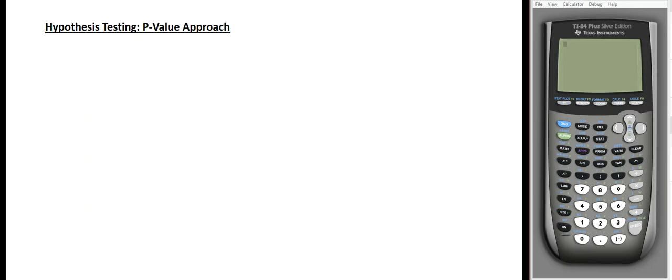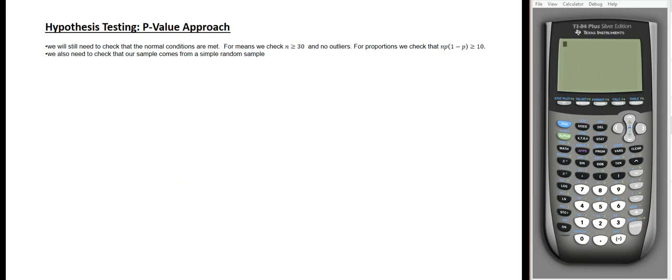Okay, so first up, we always have to remember that we have to check that normal conditions are met. So for means, we check n is greater than or equal to 30 and no outliers. For proportions, we check that n times p times 1 minus p is greater than or equal to 10. And then a quick little check to make sure that our sample comes from a simple random sample. Okay, so once those conditions are met, we're ready to begin our hypothesis test.